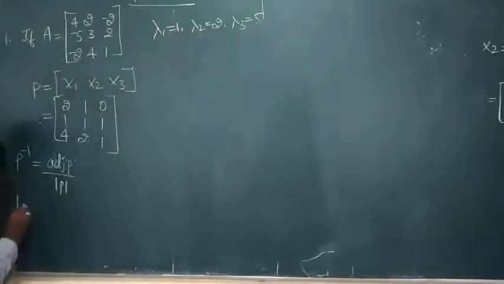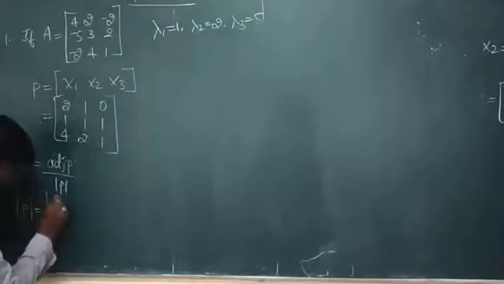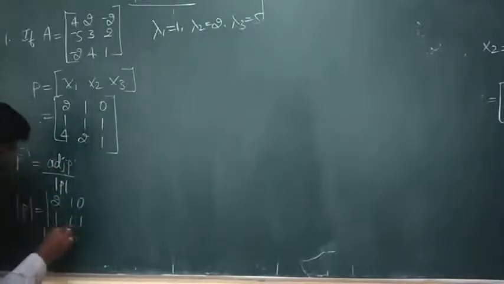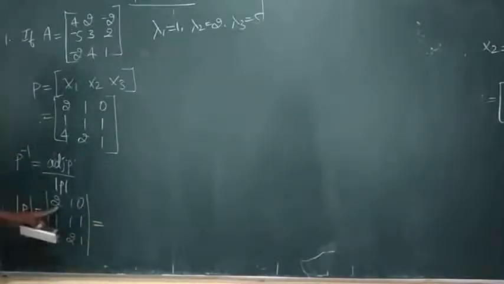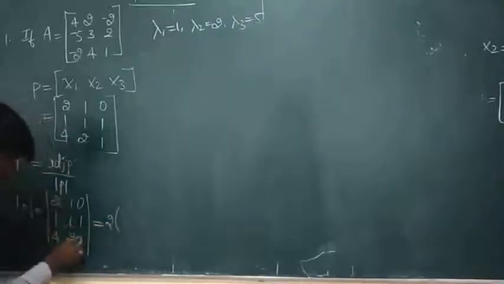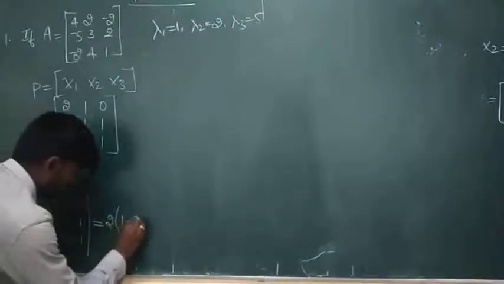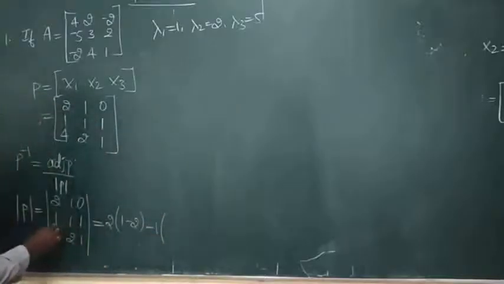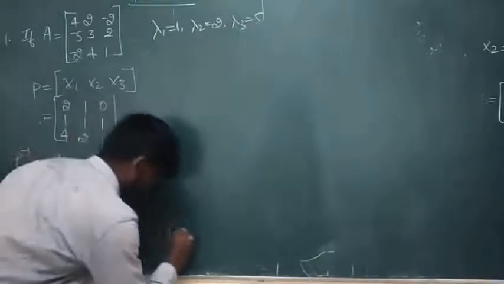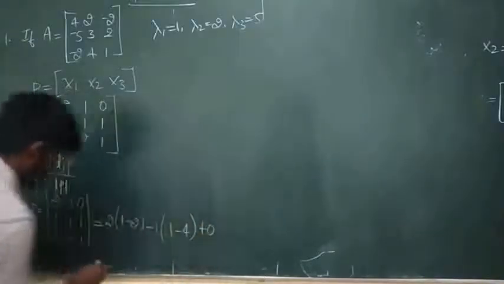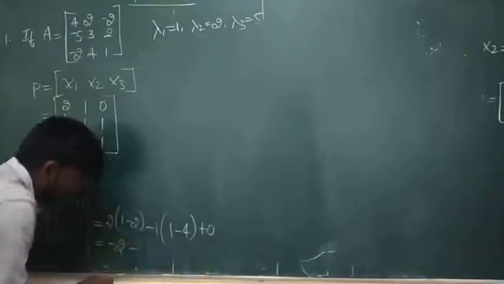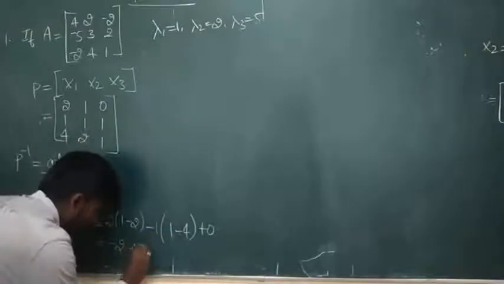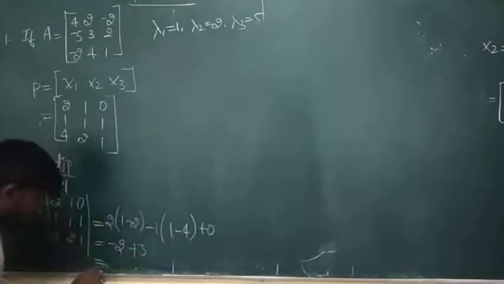So determinant of P is nothing but 2, 1, 0 and 1, 1, 1, 4, 2, equals 2 into (1 into 1, 1 minus 2 into 1, minus 2), minus 1 into (1 into 1, 1, 4 into 1, 1 minus 4), which is plus 0. 2 into minus 1, minus 2, minus 4 into minus 1 into minus 3, plus 3. Therefore, the determinant value of P is 1.